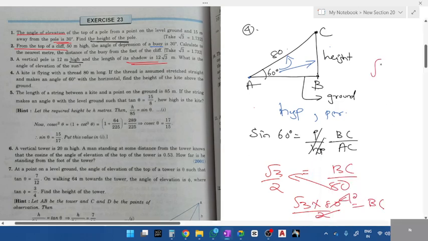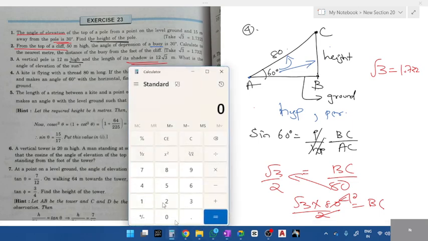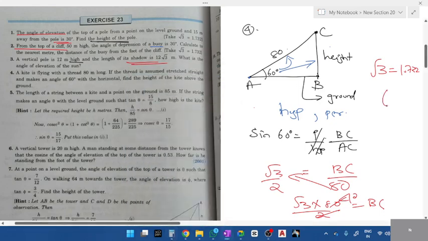If root 3 is not given, tell me, what do you have to assume? 1.732. Is this the answer you all got? 40 into 1.732 is 69.28. Is this the answer you all got? Okay, 69.28. Meters, or what is given? Meters. Fine.